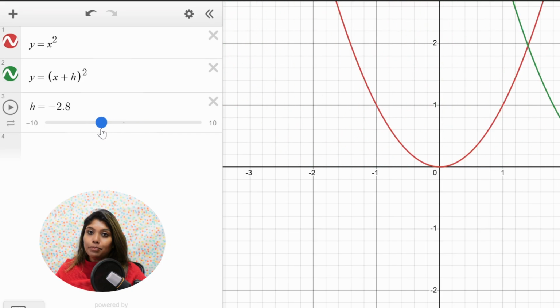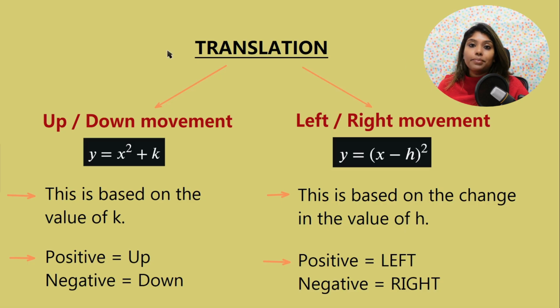Now let's take some notes. Translation means the movement of the parabola either up or down or left or right. The up and down movement is basically decided by the k value. If you add a value to x squared, it is going to move the parabola up by that many units. If you take away a value, which is if you add a negative value to x squared, the parabola is going to move downwards that many units.